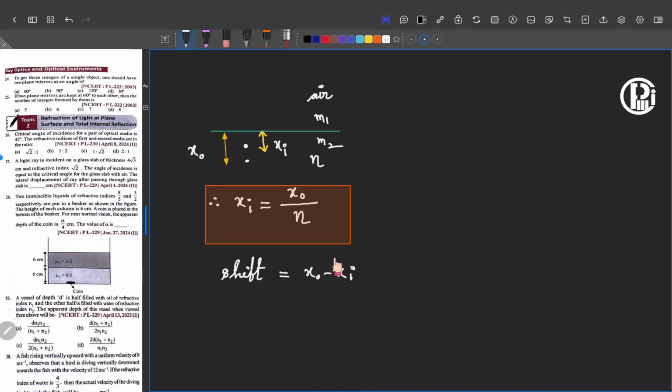xo minus xi. So xo can be written as xo here, but xi can be written as xo by n. Therefore I can write this as xo times (1 minus 1 by n). So this is the shift that happens when the object is in a denser medium.